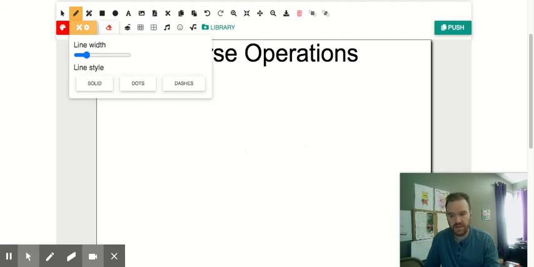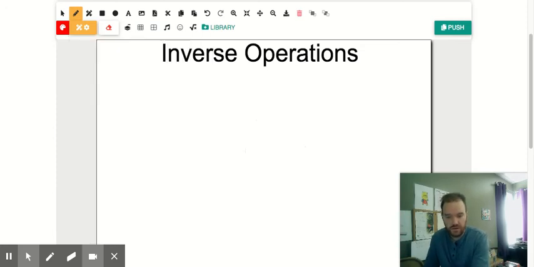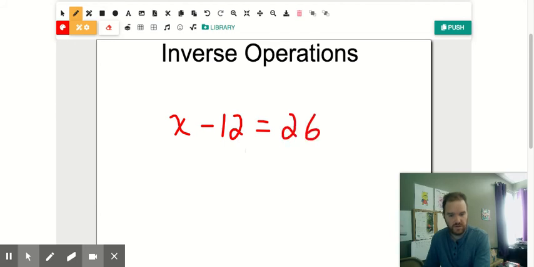This time, let's look at inverse operation with a subtraction problem. So now I'm going to do my x minus 12 equals 26. Okay, x minus 12 equals 26. I'm going to do my train tracks again so that I know that I'm doing the same thing on both sides the whole time.